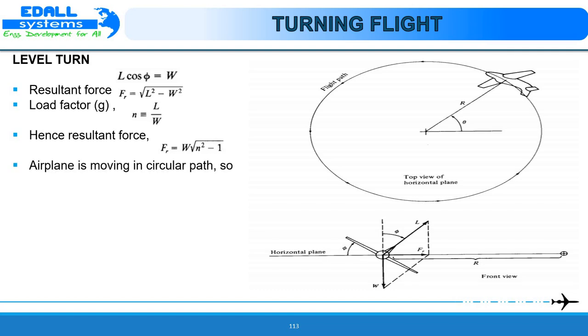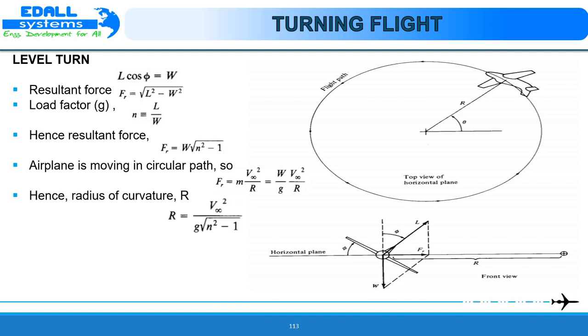Now the aeroplane is moving in the circular path at velocity v infinity. Therefore, the radial acceleration is given by v infinity square by r. From Newton's second law, we have Fr is equal to m v infinity square by r, which is equal to W by g v infinity square by r. Combining these two equations, the radius of curvature r is equal to v infinity square by g root of n square minus 1.